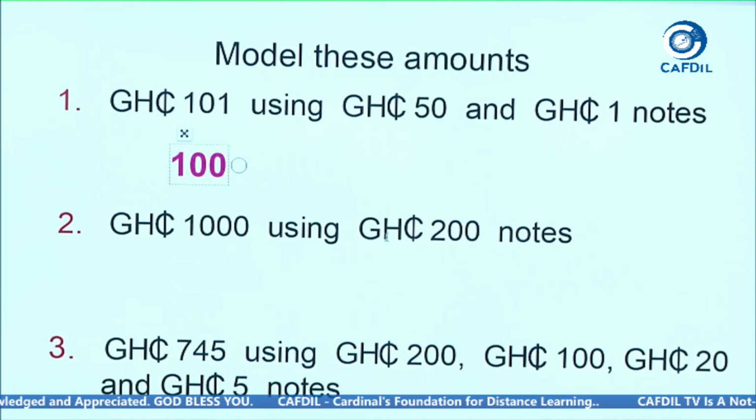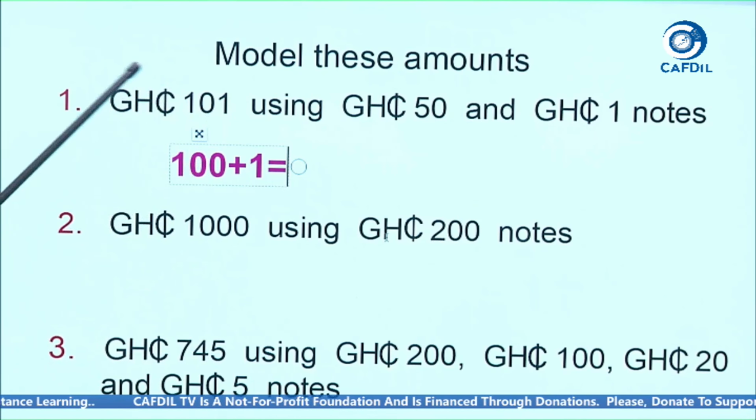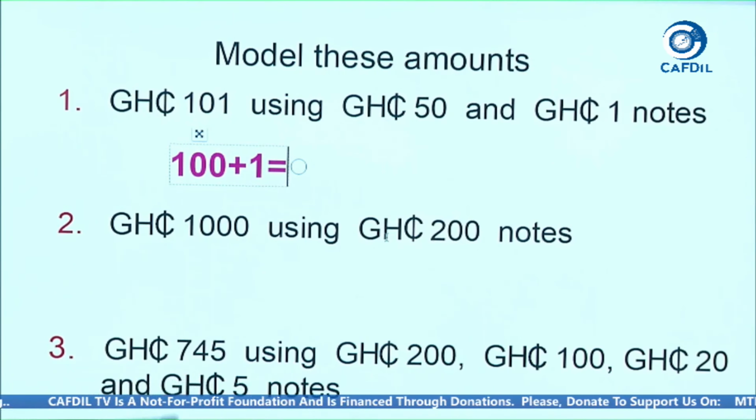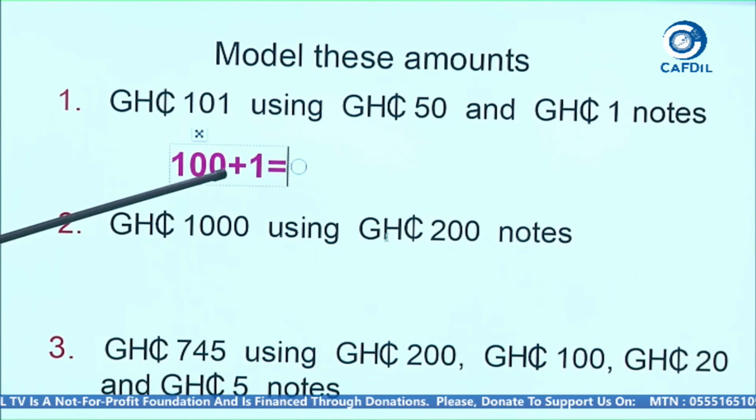We are expanding the 101 cedis. So we have our 100 cedis plus 1 cedi. And learners, this will give us 101 cedis. So how are we going to model it? You have 100 cedis over here.